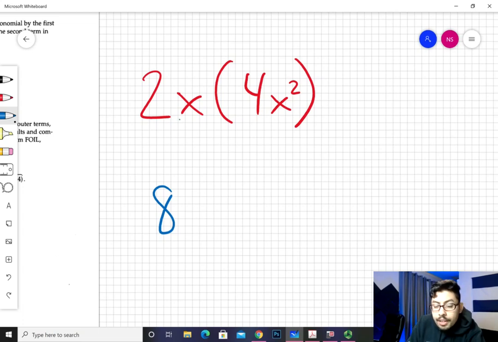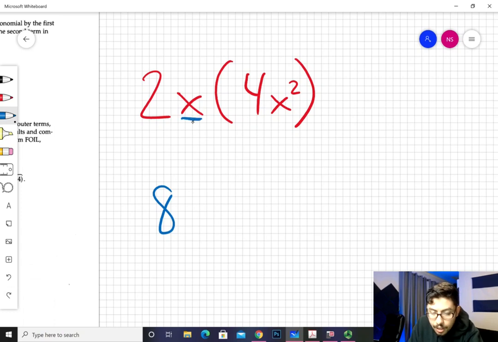Then we move on to the variables, matching variables. So in this case, the 2 and the 4 created that 8. What we do is we chug along, kind of like a choo-choo train. If we're done with the numbers, we just chug along to the next item. In this case, a variable.